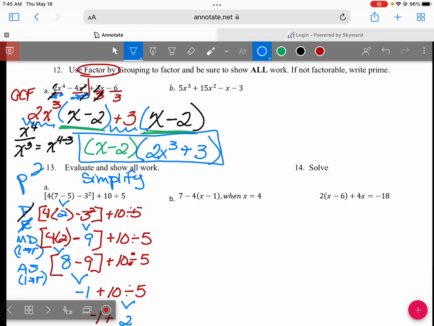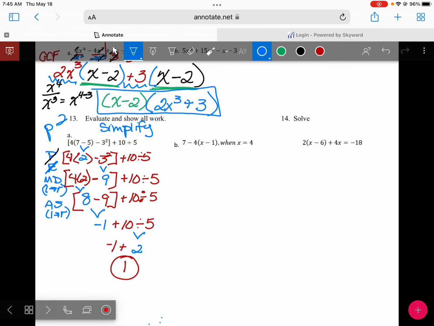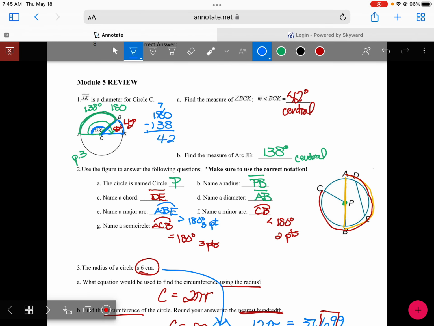But what's really important is you want to get that same factor from the first two terms and the last two, and then factor that out front. Okay? All right, let's go to page 3.